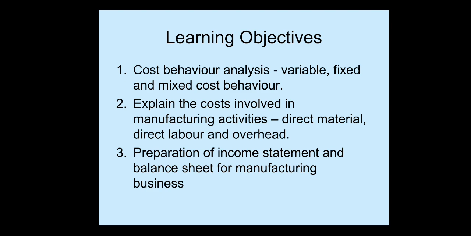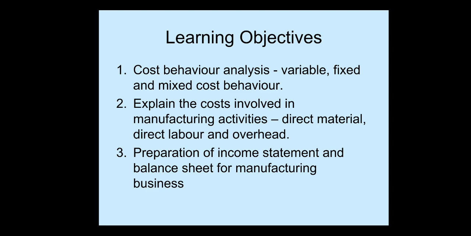So remember, there are three main types of business according to the sector: service business, merchandising business, and manufacturing business. When you learn topic 1 to topic 5, you have learned about how to prepare income statement and balance sheet for a merchandising business. But here in this topic 10, you will learn about how to prepare income statement and balance sheet for a manufacturing business. The format is same, everything is same.